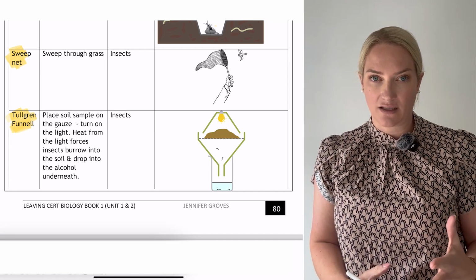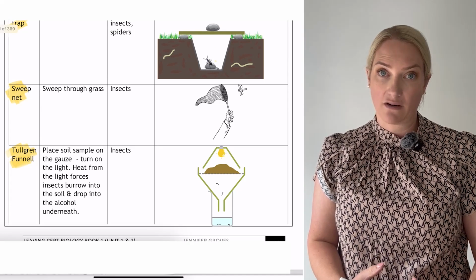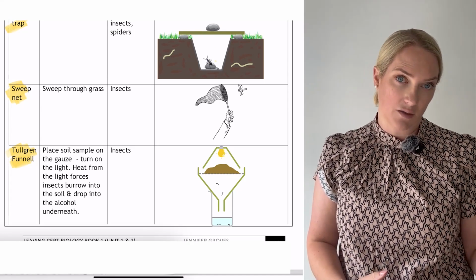But there's 5 that you need to know. If you could find a rock, go by direct search and lift up a rock and you might find woodlice.